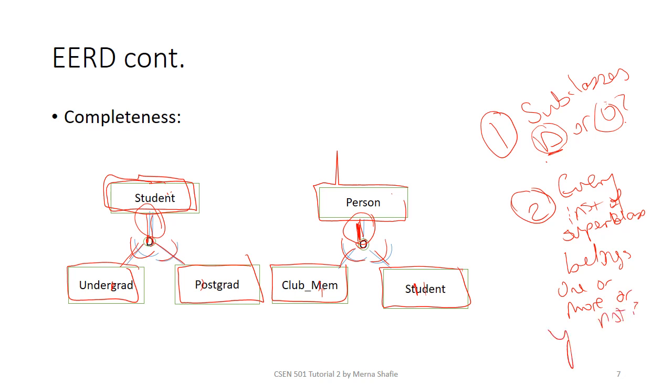If it is a yes, then we need two lines. If it is a no, then we will leave it as one line from the superclass to the circle of disjointness. So these are the two most important questions that you need to ask yourself whenever you are talking about super subclasses.